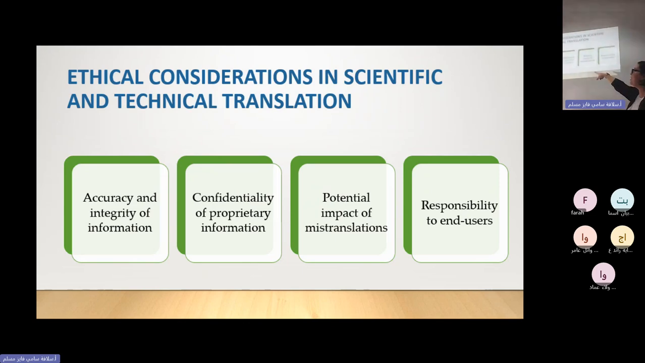طيب accuracy and integrity of information. المعلومة التي تترجم needs to be accurate. اوكي؟ صحيحة ودقيقة. Confidentiality, secrecy. لما الكلاينت يقول لك ممنوع اي حدا يقرا هاي الترجمه، بيوقعك على ورقه ممنوع حدا يقرا هاي الترجمه، واذا قرات هذا الكونتراكت بيكون في legal repercussions. اوكي؟ احفظوا الكلمات.